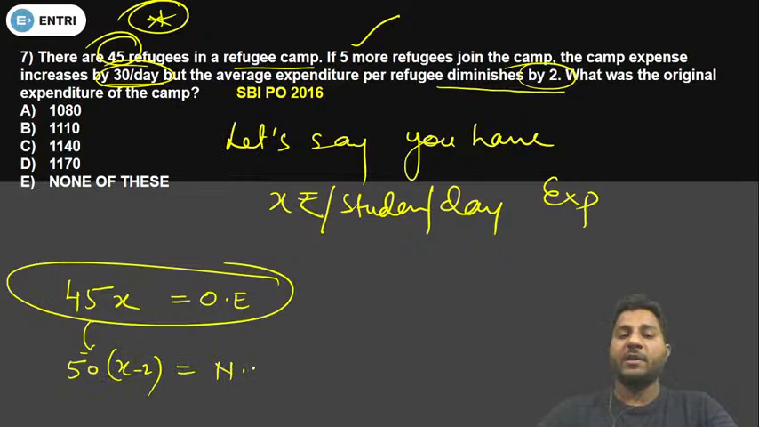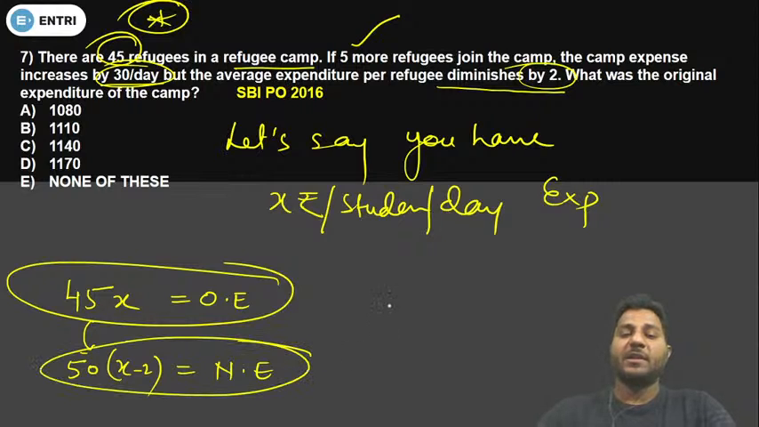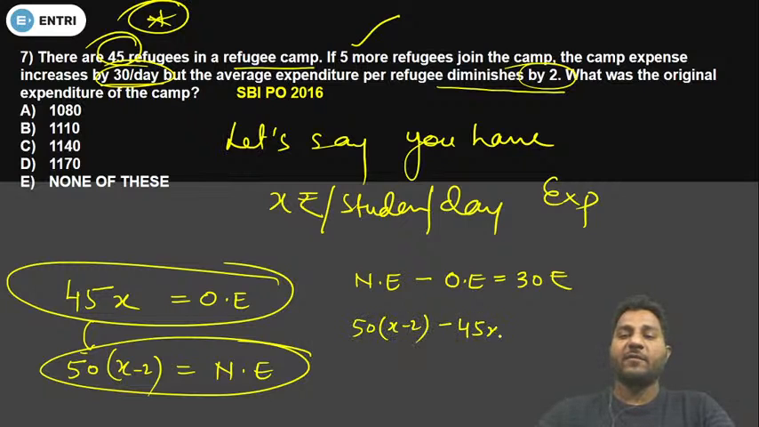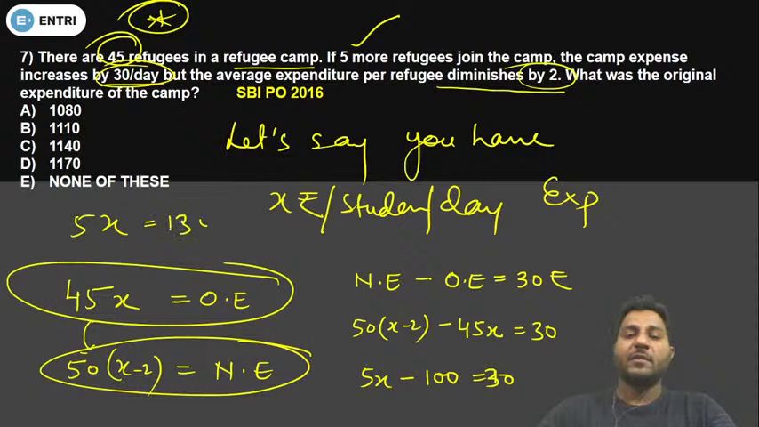So it will be the new expenditure. But the new expenditure is greater than the original expenditure by 30 rupees. Okay, now what would you do? You will compare these two. 50 of x minus 2 minus 45x equals 30. Now 5x minus 100 equals 30. So 5x equals 130. The value of x will come as 26.